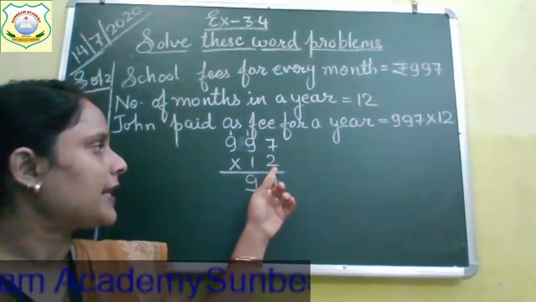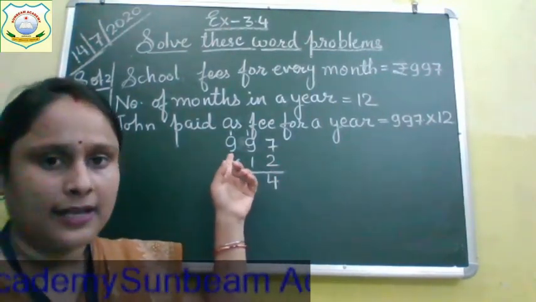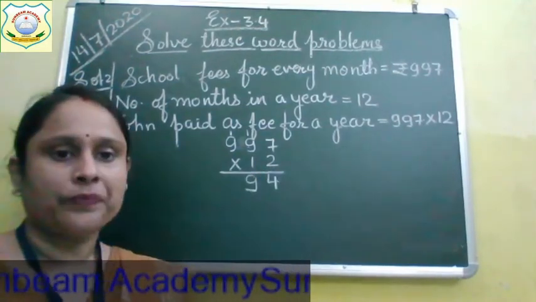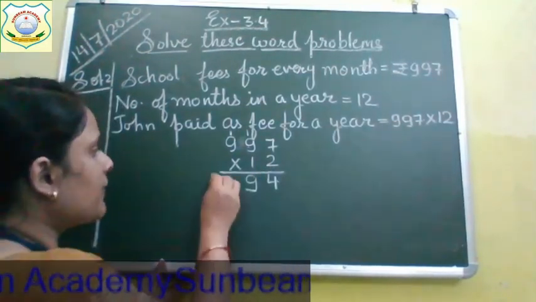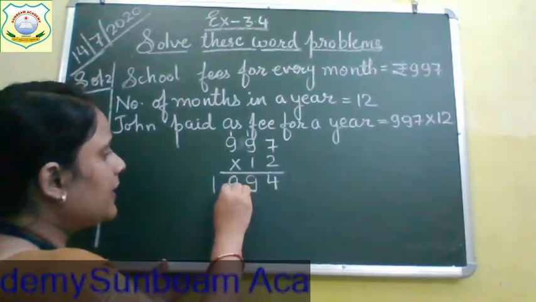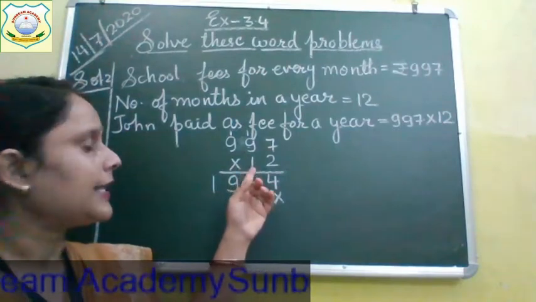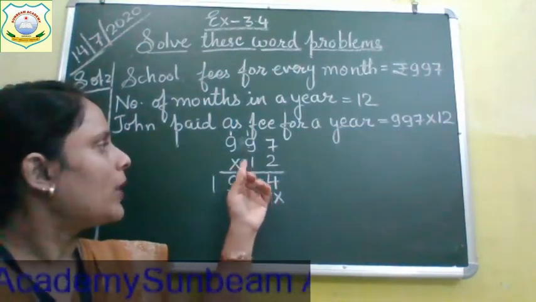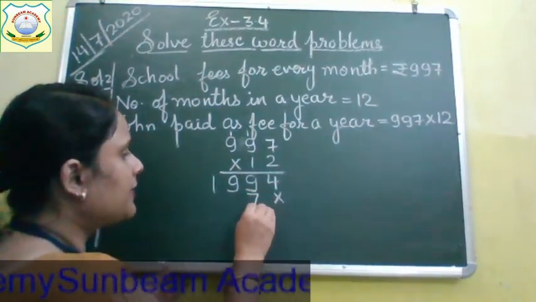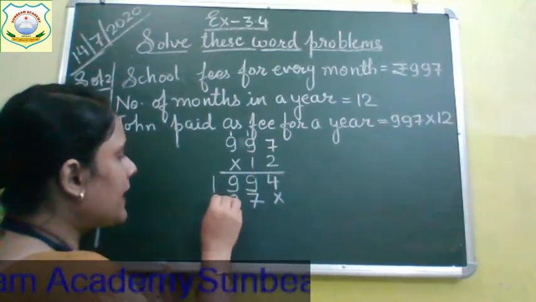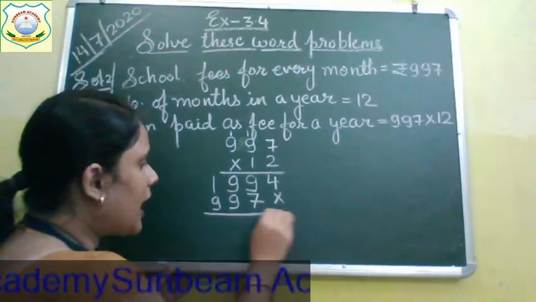Again we will multiply this 2 to the 9 which is in the hundreds place. So 2 nines are 18, 18 plus 1 you will get 19. Now we'll put a cross. Okay. Now we will multiply with 1. 1 seven is 7, 1 nine is 9, 1 nine is 9.